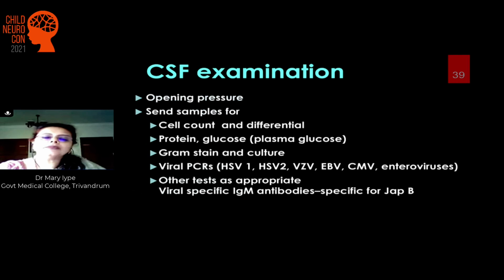The CSF examination includes the examination of the opening pressure. Send samples for cell count, differential, protein, glucose, Gram stain, culture, viral PCRs, and other tests as appropriate. For example, if you suspect tuberculous meningitis, do the test, and viral specific IgM antibodies when you suspect Japanese encephalitis. And these are the diagnostic tests that should be tailored for each child.